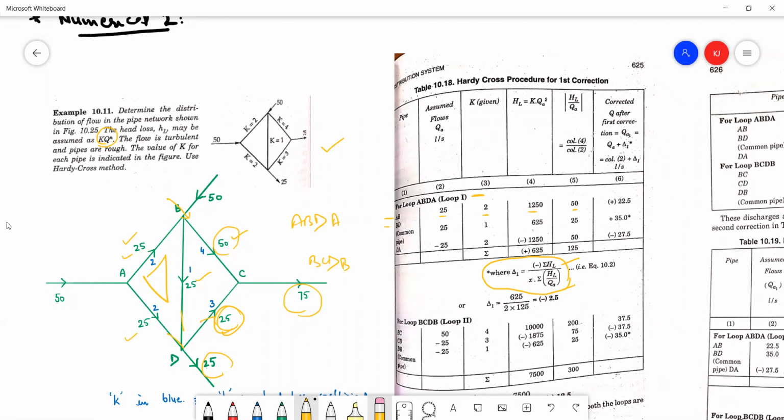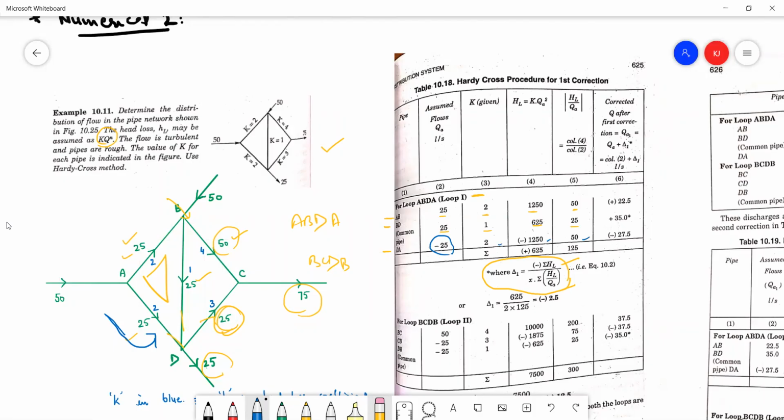Likewise, for the second pipe BD, the assumed flow is 25. It is positive because it is in the clockwise direction. K is given to us. We have calculated the head loss and we have calculated the HL upon Q. Likewise, for the pipe DA, DA is in this direction, which is anti-clockwise. So that's why the assumed flow with the direction is taken as negative. Here it is minus 25. K is given to us. We have calculated the head loss and the HL by Q.